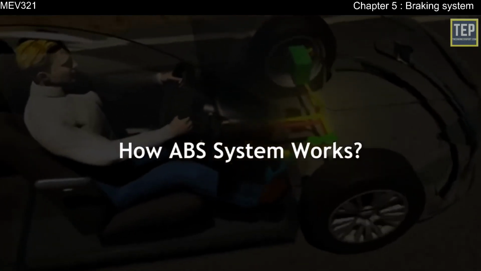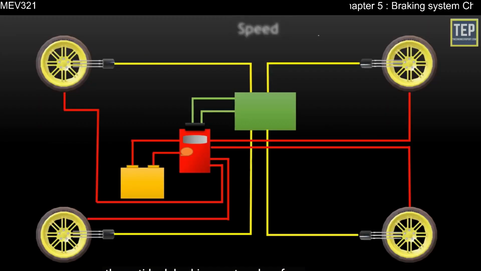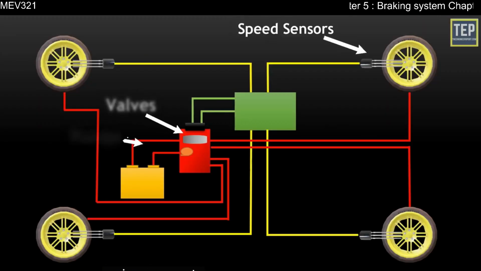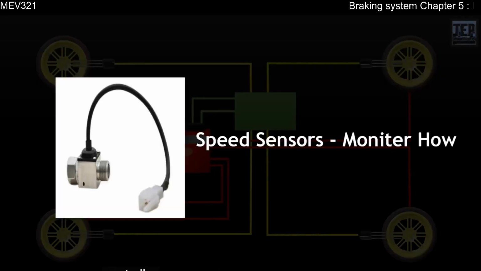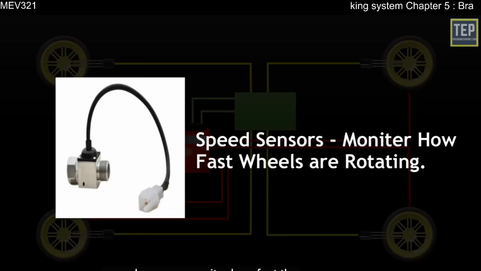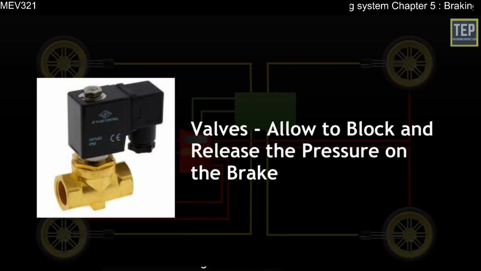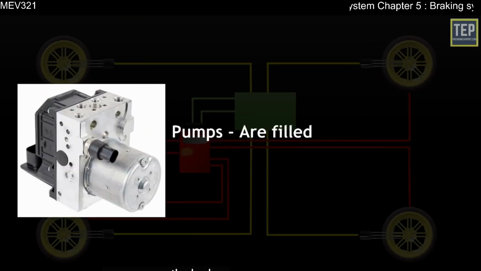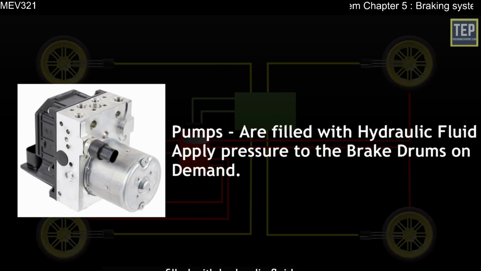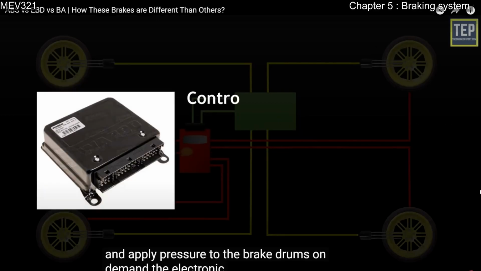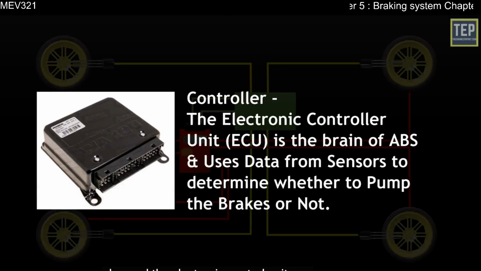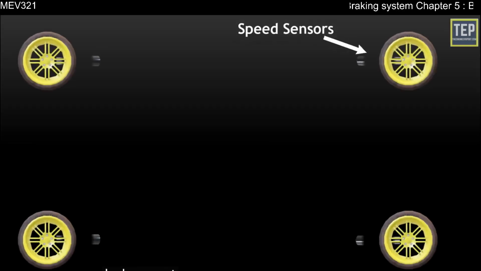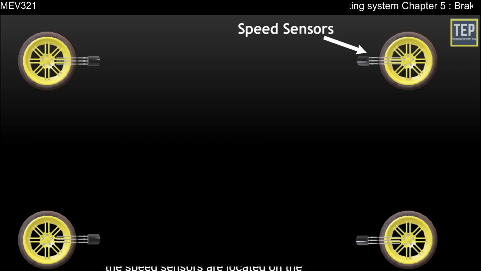The anti-lock braking system has four main components: speed sensors, valves, pumps, and controller. Speed sensors monitor how fast the wheels are rotating. Valves allow to block and release pressure on the brakes. Pumps are filled with hydraulic fluid and apply pressure to the brake drums on demand. The electronic control unit, ECU, is the brain of ABS and uses data from sensors to determine whether to pump the brakes or not. The speed sensors are located on the wheels that monitor the speed of each wheel.